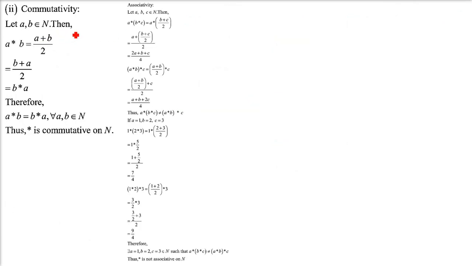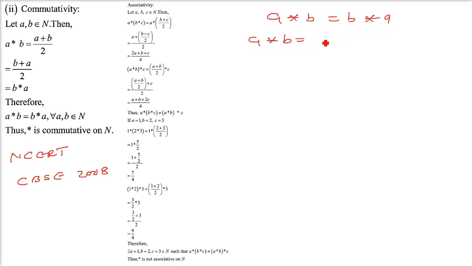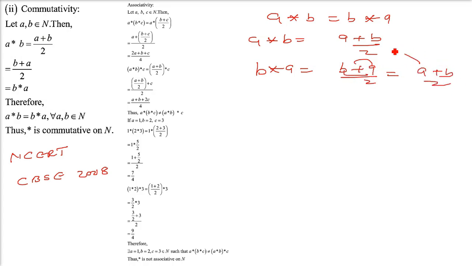Now the second part. This is an NCERT question, and it has also come in CBSE 2008. So we'll start with the commutative. Commutative means a star b should be equal to b star a. Here a and b are natural numbers. So a star b, how is it defined, a plus b by 2. What is b star a? It is b plus a by 2. But we know a plus b is equal to b plus a. So we can always write it as a plus b by 2. So they both are same now. So you can say that these two are equal and it is commutative.